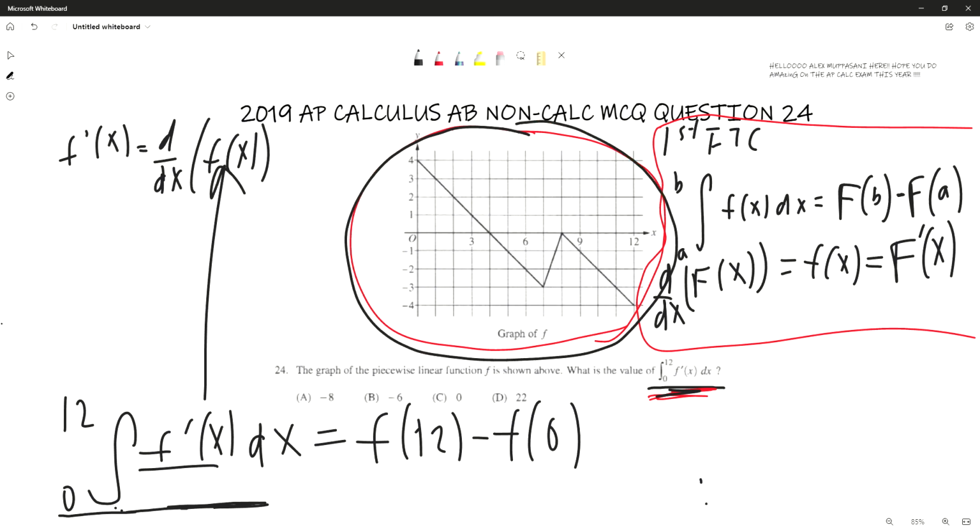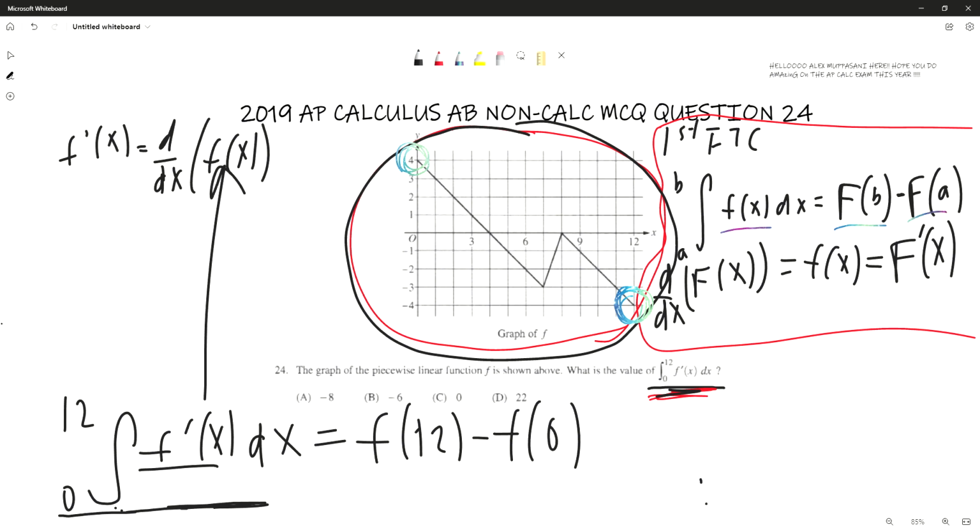and from here on out, it is plug and chug. We are supposed to find out what f of 12 is. F of 12 is given right here at this spot, and f of 0 is right here. Once again, we are not using the graph of the derivative, right? We don't really have the graph of the derivative. We're using the graph of f, because it is stated by the first fundamental theorem of calculus that the integral of the derivative is equal to the function itself at b minus the function at a.